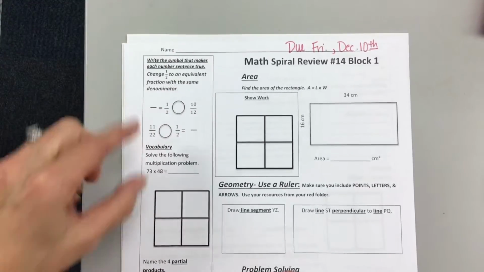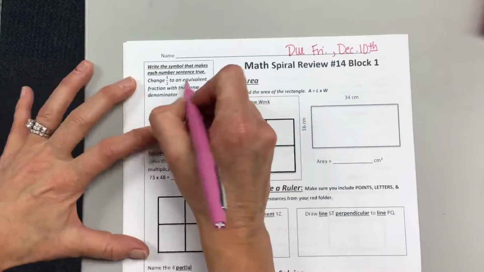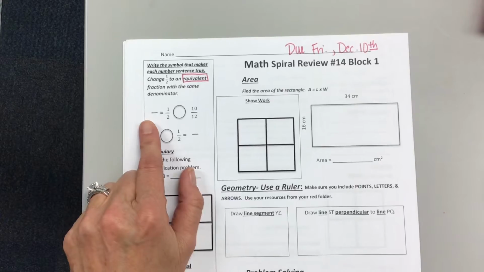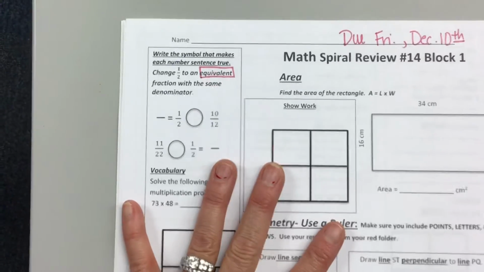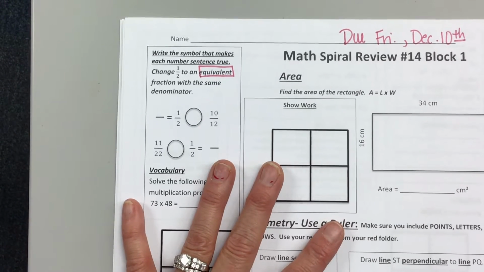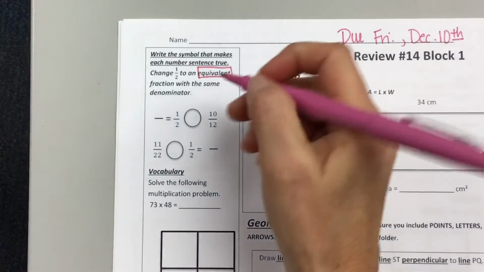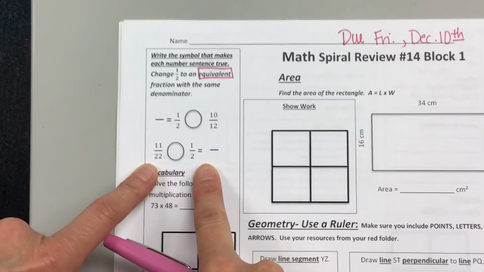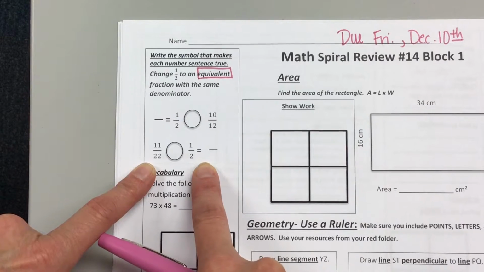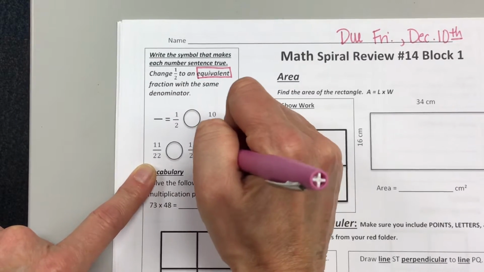In the column on the left, it says write the symbol that makes each number sentence true, and that you need to change 1/2 to an equivalent fraction with the same denominator. So I don't know, have we done this before? Yeah. Okay, well I will do the first one with you, and then we'll see if you can do the second one on your own. Actually, I'll do the second one with you. Okay, so on here, what denominator do I need my fraction to have to make an equivalent fraction with the same denominator? What denominator do I need, Owen? 22. Okay, do we know how to make an equivalent fraction?